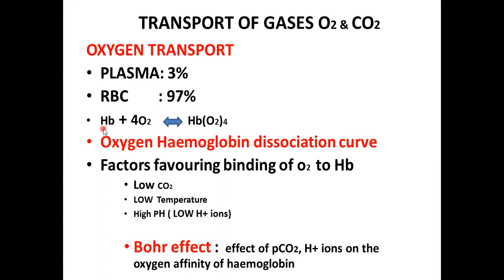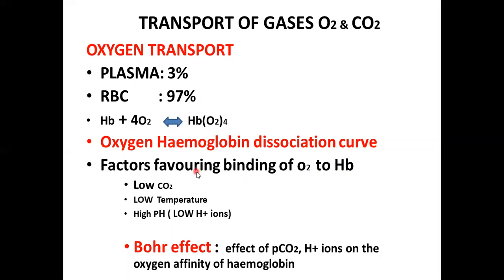So in the alveoli, this reaction takes place and it is reversible. That means oxyhemoglobin will be dissociated to give hemoglobin and oxygen, which occurs at the tissues. You know, the oxygen must be delivered to the tissues. So this reversible reaction is a very, very important one. And there are certain factors which favor the binding of oxygen to the hemoglobin.